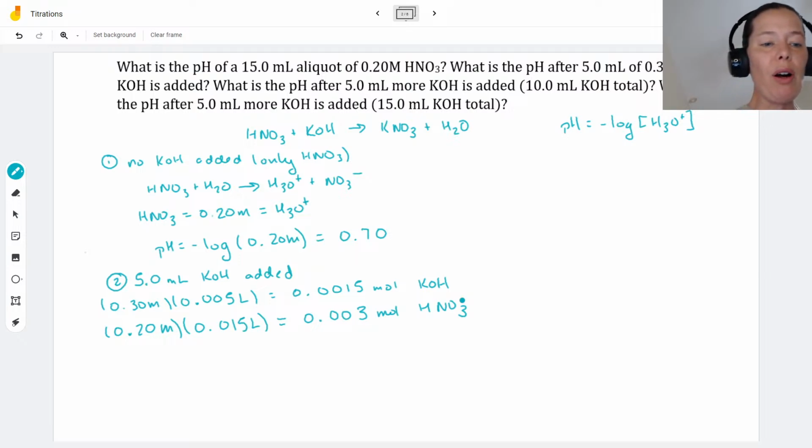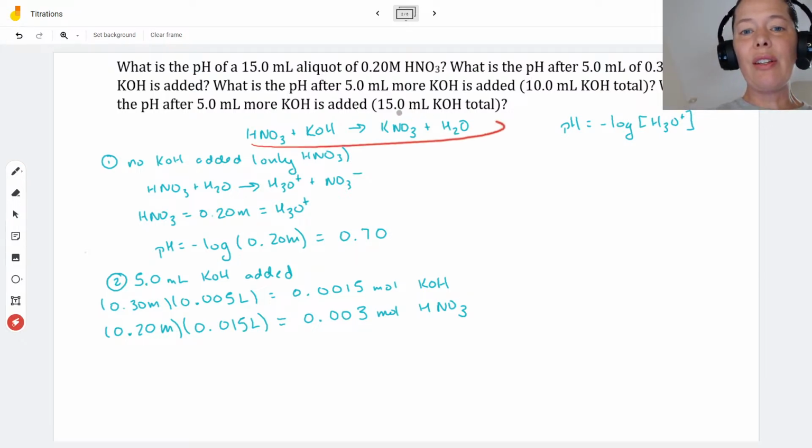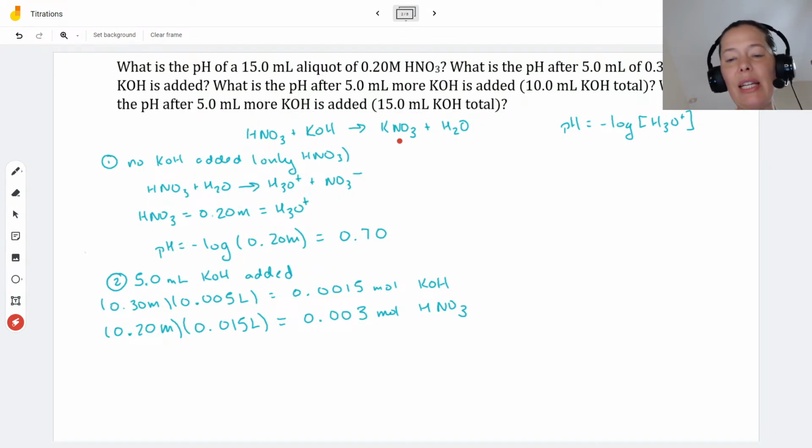Okay, so remember our reaction, we already have our reaction. This is what is going on right here. This is your basic stoichiometry question. This is actually a limiting reagent stoichiometry question. Now, the thing that's going to make this easy is we're in a 1-to-1 ratio. So I know that I am going to have excess nitric acid. So my potassium hydroxide is going to limit me. I'm going to use up all of my potassium hydroxide, and I'm going to have some nitric acid left over. The question is, how much nitric acid do I have left over?